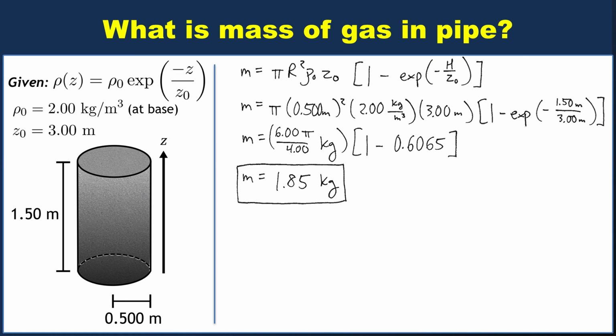Now, it's never a bad idea in a problem like this to do a sanity check. If we had had a constant density of 2.00 kilograms per cubic meter, then actually the mass would have come out to be about 2.4 kilograms. So indeed, we would expect a value that's smaller than that since we have this exponential density, meaning that overall the average density is less than the density at the base.